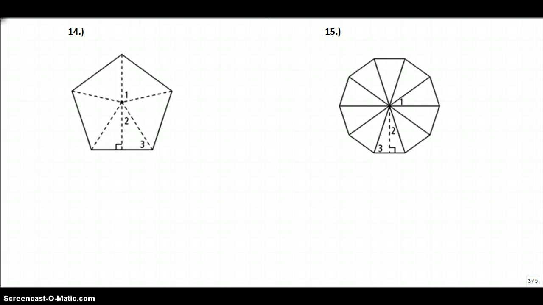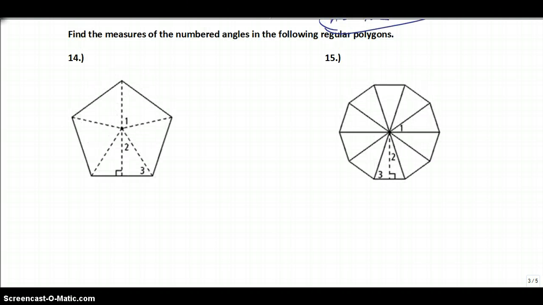So, 14 and 15, I scrolled down a little too far. I want you to find the measures of the numbered angles in the following regular polygons. Regular, of course, meaning all sides congruent and all angles congruent. So that'll be very important. If they're not regular, it's a little more difficult to figure out the area of them, in some cases often impossible without a lot of given information. Anyway, finding the measure of the numbered angles is very important for finding the area, and we'll see why in a little bit.